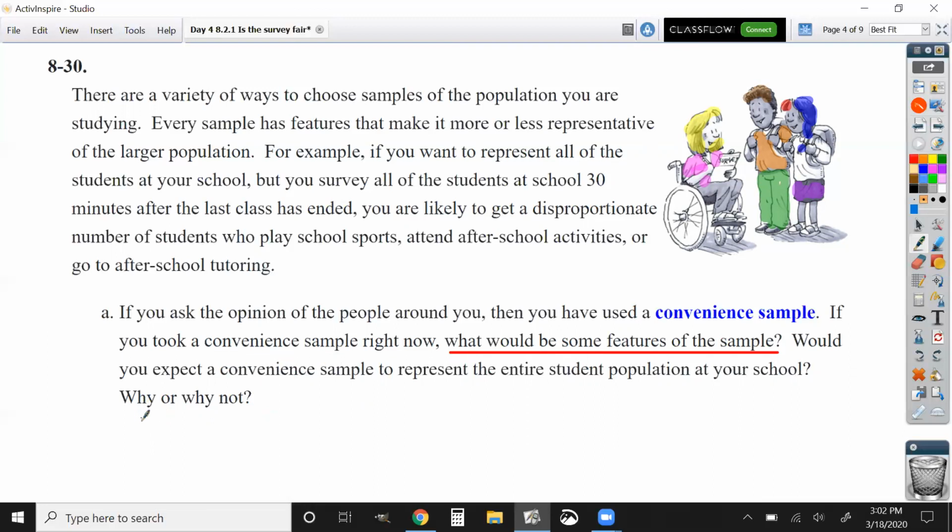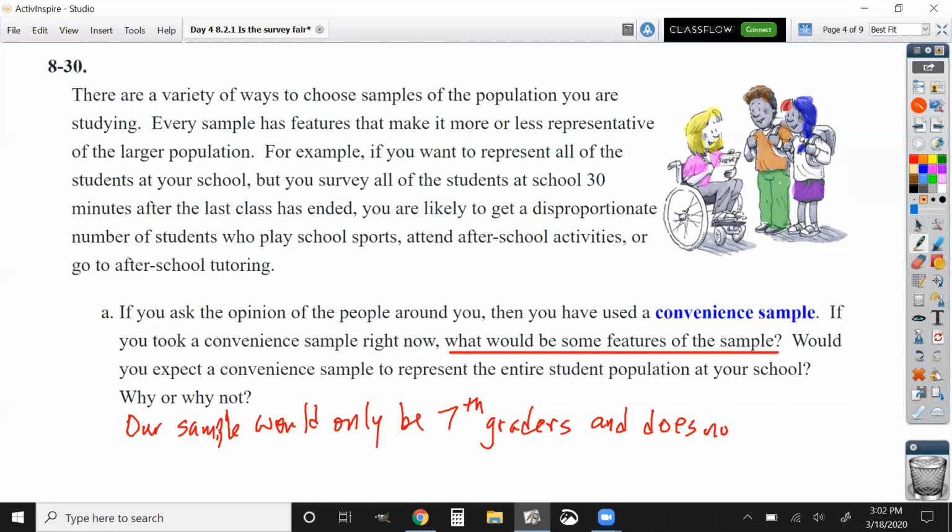I think that we would basically get only seventh graders. So our sample would only be seventh graders and does not represent all of the students, of the student body.